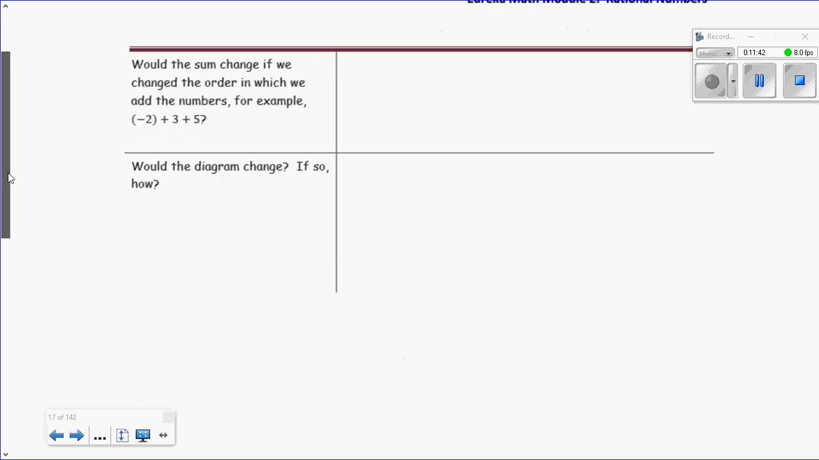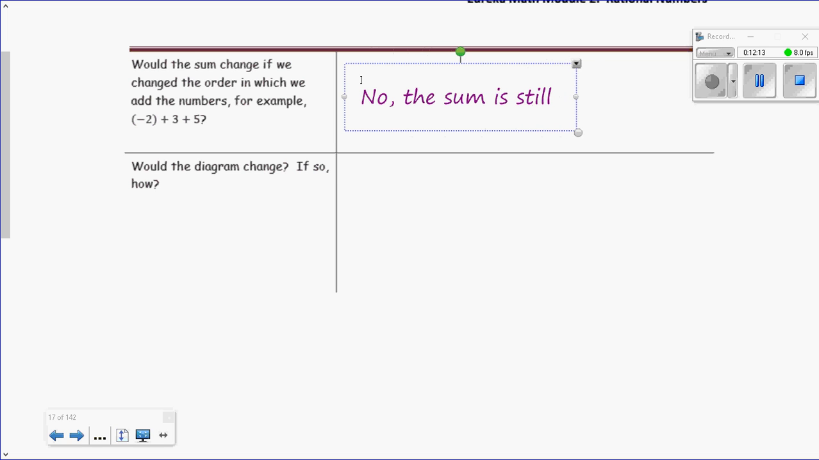All right, so would the sum change if we change the order in which we add the numbers? For example, -2 plus 3 plus 5. So if you want to, do that on your number line. If you know how to do this in your head using mental math, thinking about money, spending or owing money, and then having money, figure out if it would be 6 or if it would change because of the order. Okay, hopefully you know that the answer is still 6. No, the sum is still 6.